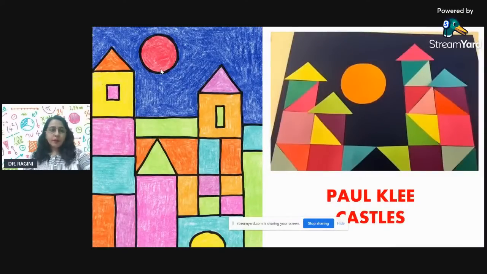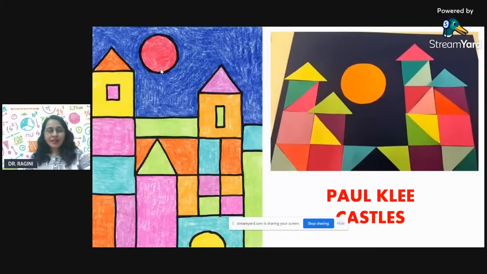Next one, Paul Klee's Castle. Now, who is this Paul Klee? He is a renowned abstract artist, Paul Klee, who lived and breathed creativity. He was the son of a German music teacher and a Swiss singer. He was an accomplished violinist in a symphony orchestra before he left a mark on the cubism, surrealism and expressionism styles of art. Now, what does it relate to maths?